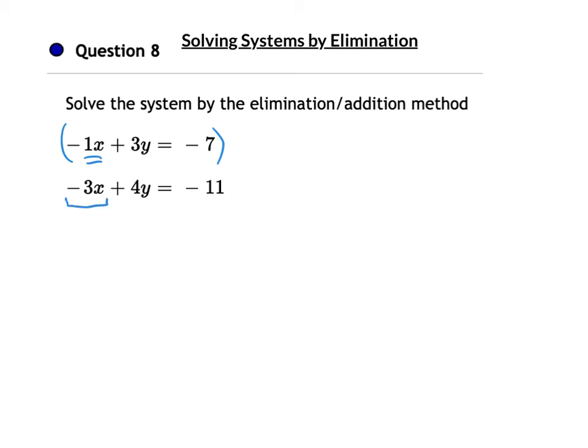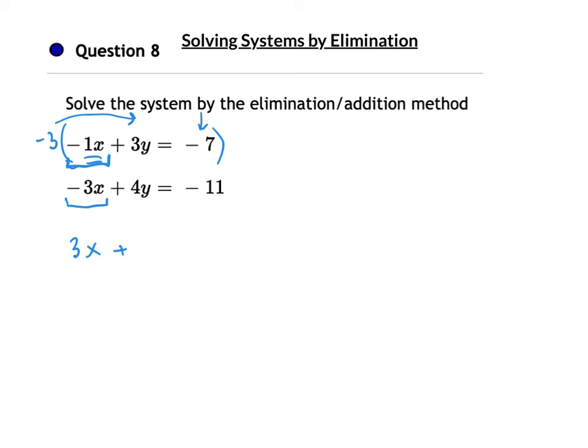This is negative 3. I want the negative 1 here to be positive 3. What do I multiply negative 1 by to make it the opposite, positive 3? The opposite of negative 3. Well, that'd be negative 3. Let's take the top equation and multiply everything in the equation, don't forget the 7, by negative 3. Negative 3 times negative 1x is 3x.